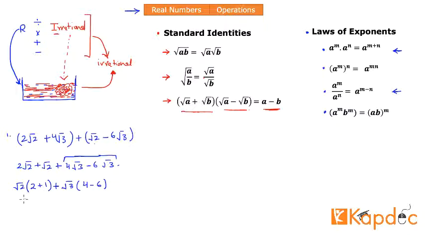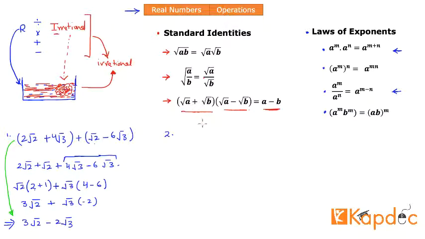Now when you simplify this, you obtain that 2 plus 1 is 3. So it becomes 3 times square root of 2, and plus 4 minus 6 is negative 2. So it will be square root of 3 times negative 2. And you can write the final answer as 3 times square root of 2 minus 2 times square root of 3, right? This is the simplified version of this very first equation that we were given.